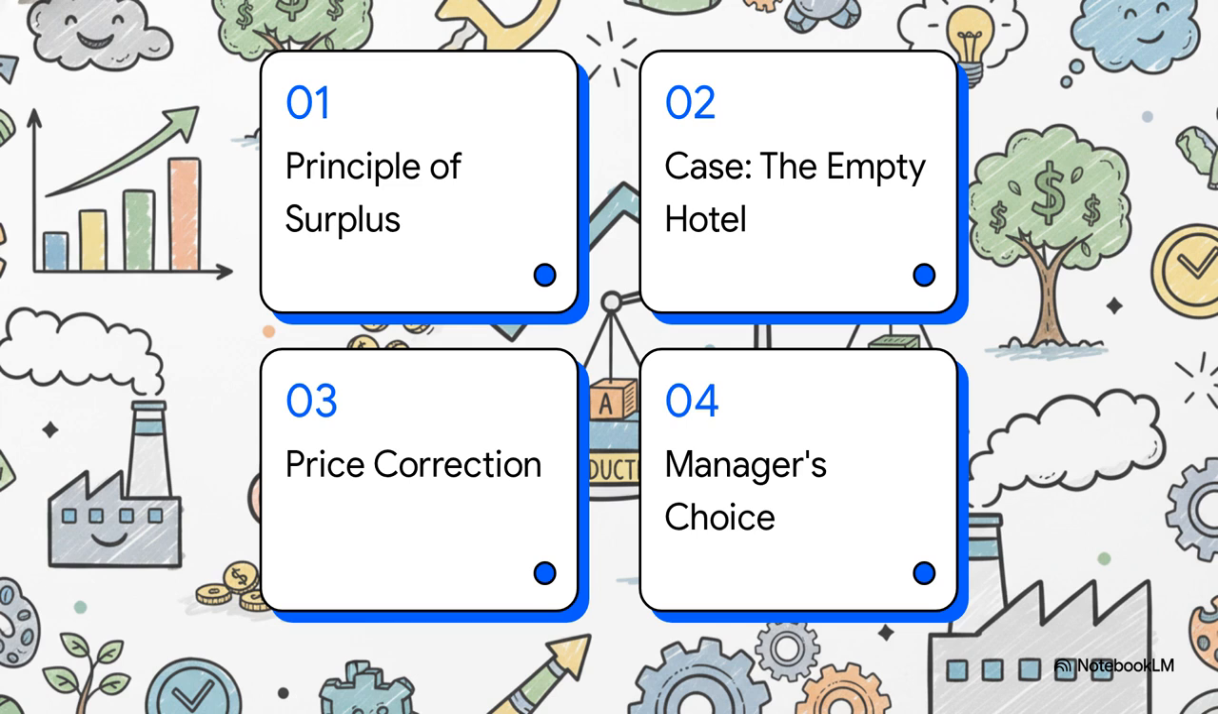Okay, so here's our game plan. First, we'll nail down the foundational principle of what a surplus actually is. Then we're going to immediately apply it to a really high-stakes case study. From there, we'll analyze the market's almost predictable response, and finally, we'll get into the tough part, weighing the strategic choices a manager has to make.